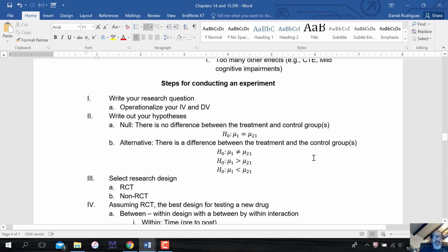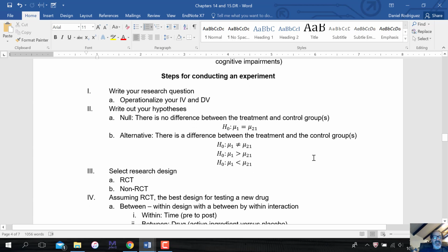All right, let's talk about steps for conducting an experiment. This is something that you should focus on, because in the end, when you have to do your capstone, you need to know how to do this, because we're not doing an experiment, but we are doing a study design that follows a similar approach. But in your grant writing course, you are doing an experiment, so you really need to know this. So first thing you do is write out your research question. You start by operationalizing your independent variable and dependent variable. What I mean by operationalize: tell me exactly how you're going to measure it.